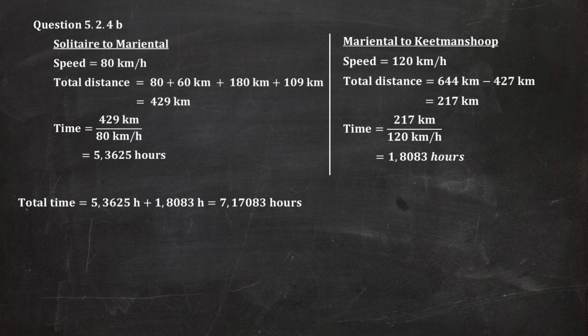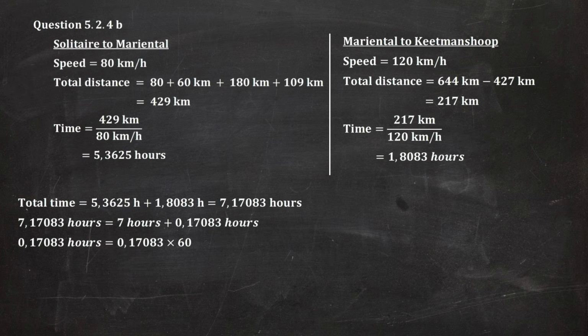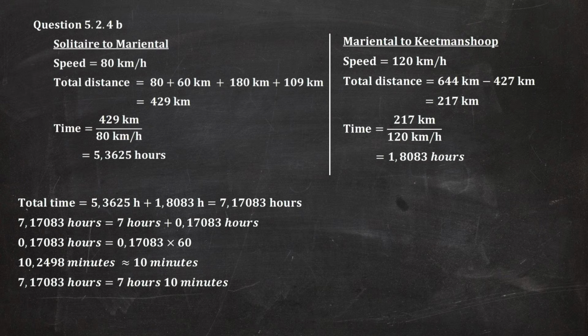You can convert this time from hours to hours and minutes. 7,1708 hours equals 7 whole hours plus 0,1708 of an hour. 0,1708 of an hour equals 0,1708 multiplied by 60 minutes in an hour, and this equals 10,248 minutes. Rounding this time to the nearest minute will give you 7 hours and 10 minutes.